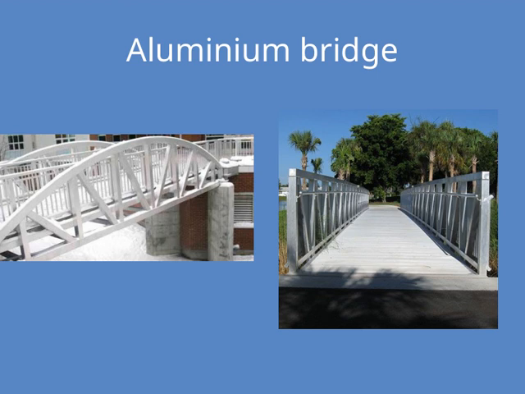Aluminum is known for its strength-to-weight ratio, making it ideal for bridges that need to be both durable and easy to assemble. What's particularly fascinating is how aluminum bridges can be built more quickly and with less heavy equipment, which reduces construction costs and environmental impact. They also offer excellent corrosion resistance, meaning they require less maintenance over time.